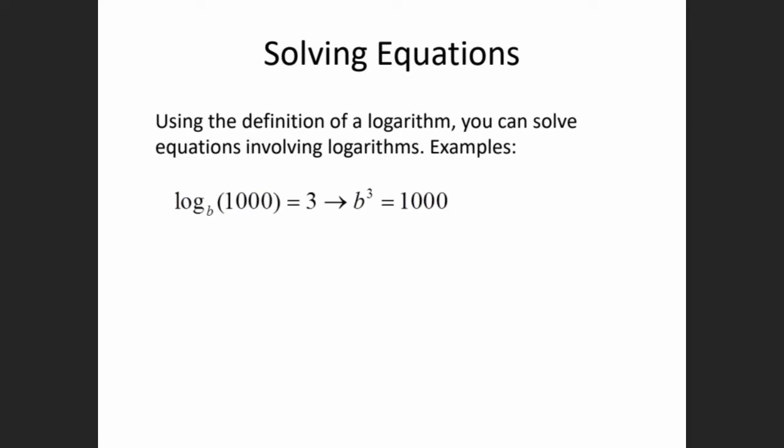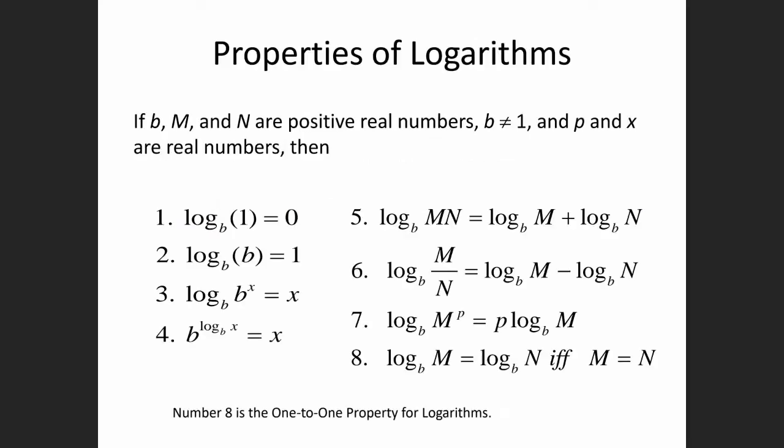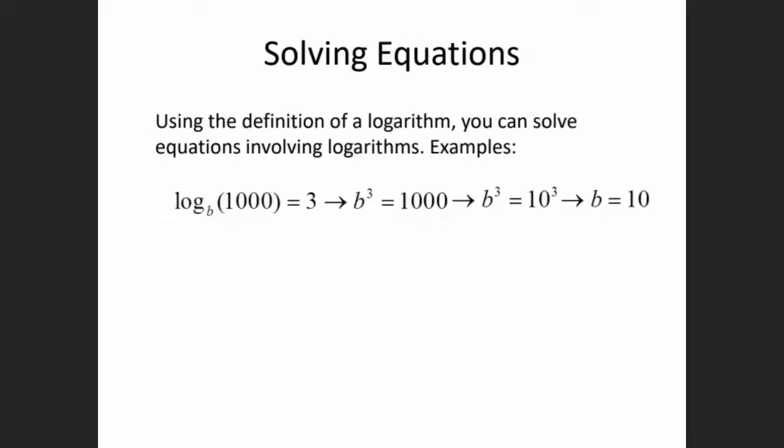So hopefully we can see that that would be 10, right? 10 cubed. 10 times 10 is 100. 100 times 10 is 1000. So the exponent would be 3. Yes? All right, so my b is 10, and the log equals 3, right?